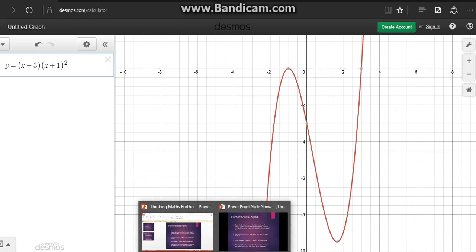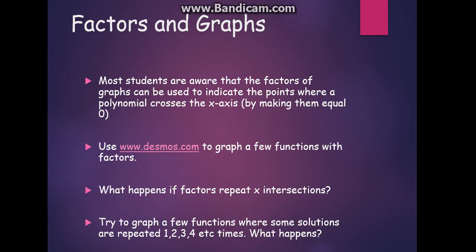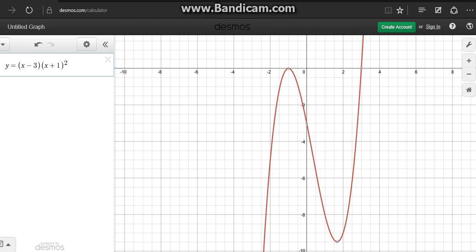Now what I'd like you to do is to access Desmos yourself and see what happens if we repeat things a few more times. So rather than just once, twice, try repeating them 3 times, repeating them 4 times. Is there anything that's consistent that happens, and how does that relate back maybe to the original graphs? Because I think that the factor that we've got here, which is x plus 1 squared, is doing a quadratic-y thing at x is minus 1.